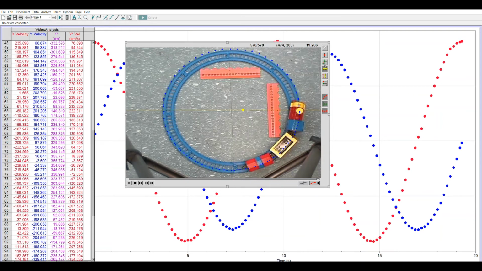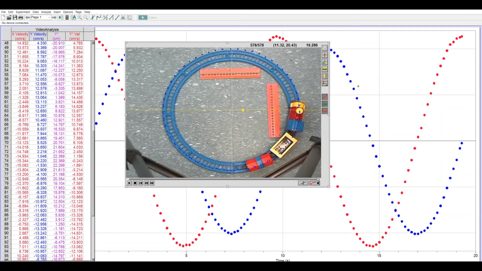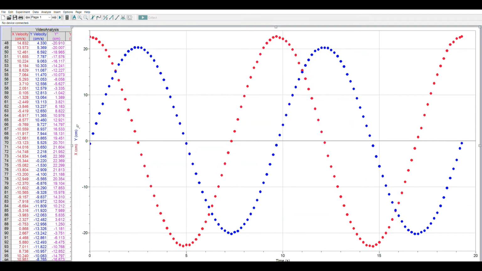So now I need to set my scale, and I'll drag the left meter stick. And that was 20 centimeters. So when I put that in, all of my graphs will update. Now you can see the original X and Y still has different amplitudes, even though the units are in centimeters. We want to look at the graphs of the X with Y corrected.